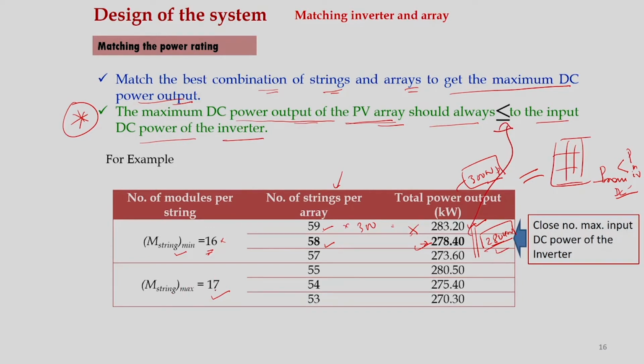If we consider the maximum number of strings, that is 17, and take different numbers of strings, say 55, 54, we can see which one is best fitted. So, this one is found to be the best fitted. We can decide based on the economics and other conditions which one will be the best fit for the particular plant.